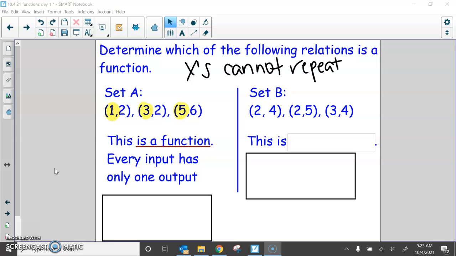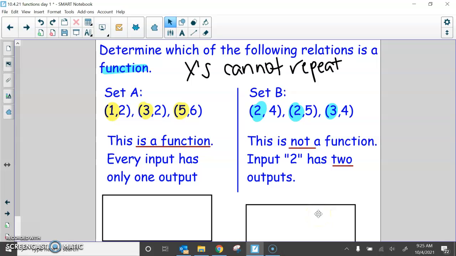Okay, so now let's look at set B. So remember, we're looking at just the x values. The y values are great, but when we're determining if it's going to be a function, we need to look at just the x's. So on set B, we have a 2, a 2, and a 3. Do any of those x values repeat? Yes, the 2's repeat. So because these 2's repeat, it is not a function. The input 2 has 2 outputs.